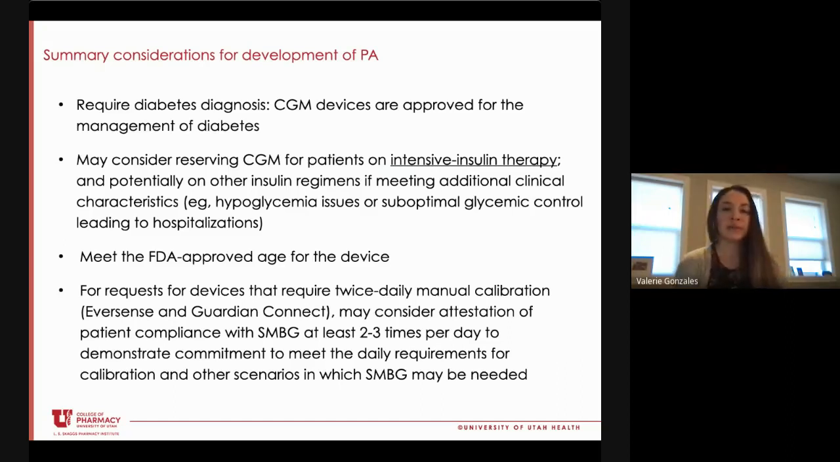The patient may be required to meet the FDA-approved age for use of the device. And for the devices that must be manually calibrated, such as Eversense and Guardian Connect, you may require documentation that the patient has been compliant with SMBG at least 2 to 3 times per day over the last couple months to demonstrate their commitment to meet the daily requirements for those devices that require calibration.